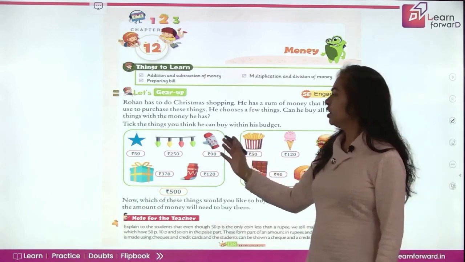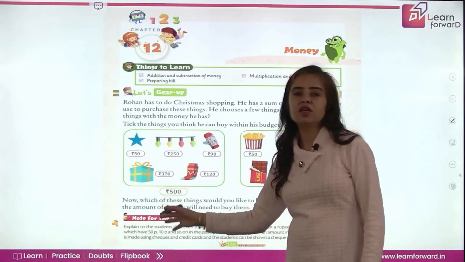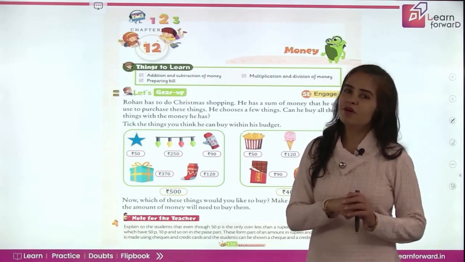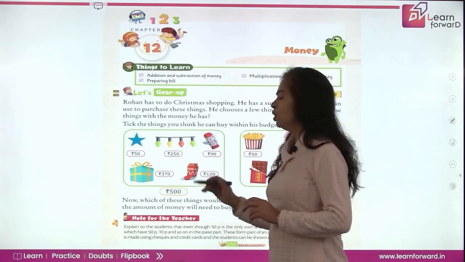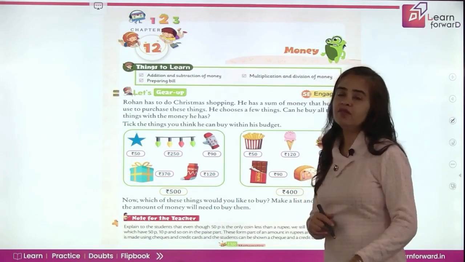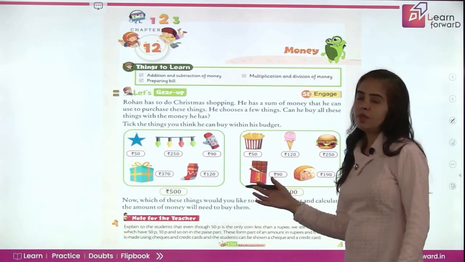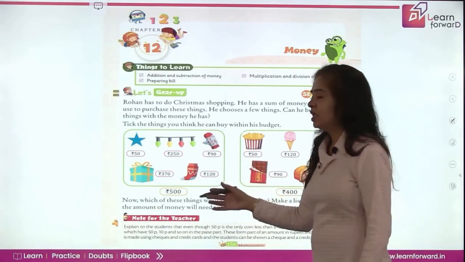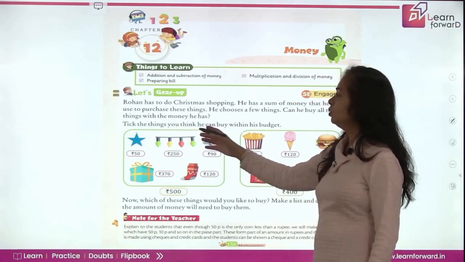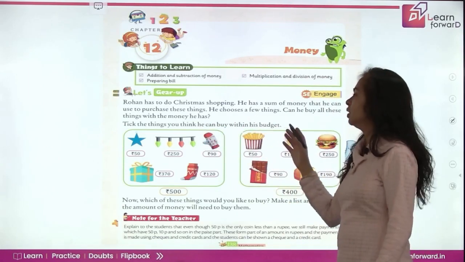So you want to check, will he be able to buy all this stuff if he has 500 rupees? What are you going to do for that? Perfect. You will be adding all these amounts. So do you think it will be available in 500 rupees? No. So what are the things he can buy? You will have to tick them out. See, the question says, tick the things you think he can buy within his budget.